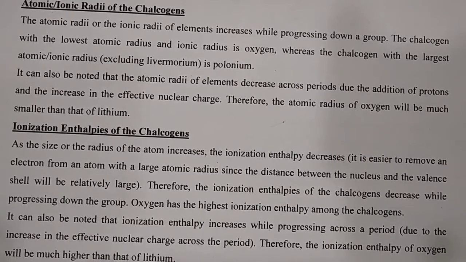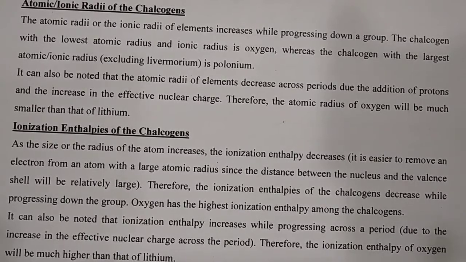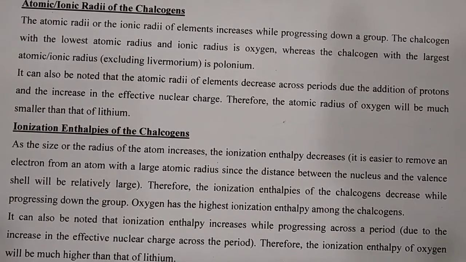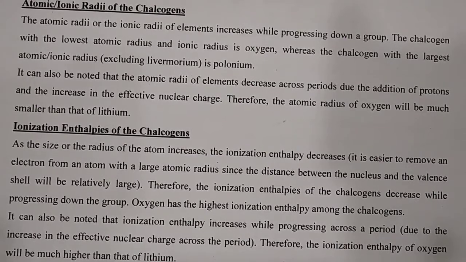Obviously, just because it is the first family member, it is smaller in size, whereas the chalcogen with the largest atomic radius, excluding livermorium, is polonium. Livermorium को क्यों नहीं introduce करें? Just because it's a synthetic element. It can be noted that atomic radii of these elements decrease across the period due to the addition of protons and the increase in effective nuclear charge. Therefore, the atomic radius of oxygen will be much smaller than that of lithium.